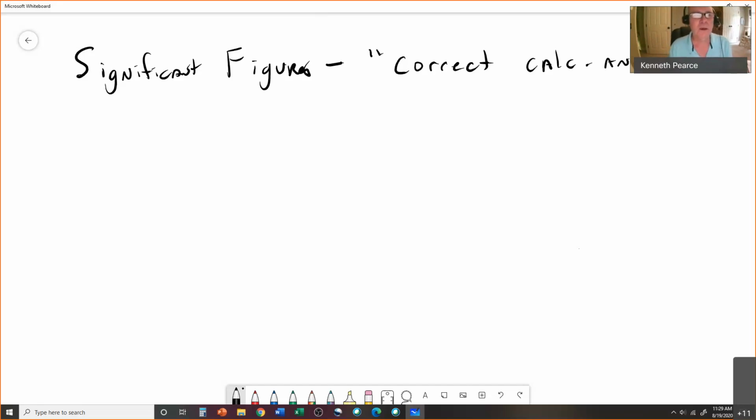Now, you may say to yourself, well, why does that matter? Well, if you have a certain amount of information, let's say you have 1.2 centimeters, and you multiply it times, let's say, 3.9 centimeters, and you get an answer. I'm going to show you an example here. I pull out my calculator, and you go 1.2 times 3.9, and you get 4.68. This is your calculator answer, right?